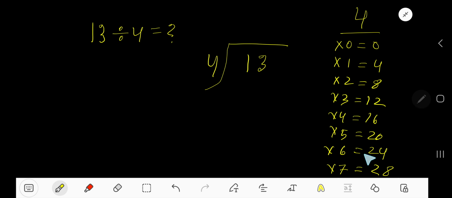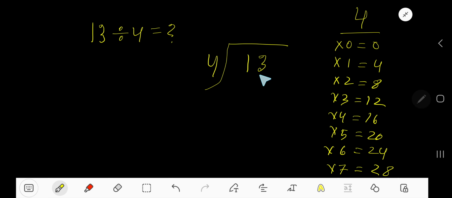4 times 6, 24. To find the multiplication table of 4, just add 4 to the previous step. 0 plus 4, 4. 4 plus 4, 8. 8 plus 4, 12. 12 plus 4, 16. 16 plus 4, 20. 20 plus 4, 24.